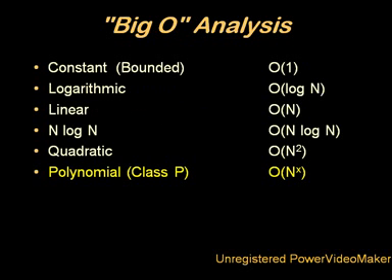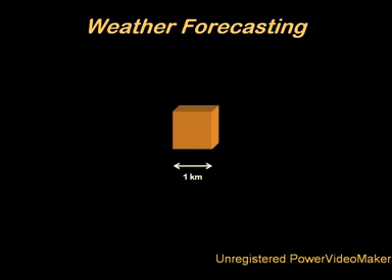Now, it can also get worse than quadratic. In fact, it could be a polynomial of essentially any order. We call them order n to the x, or polynomial, or class P algorithms. Weather forecasting is a good example of that. You forecast the weather in a computer by breaking up the atmosphere into individual cubes, let's say 1 kilometer on a side, and take a look at the wind direction, temperatures, humidities, barometric pressures, and other things going on in that 1 kilometer cube.